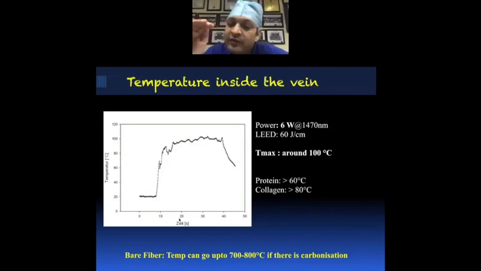Then another very good concept is carbonization. When you heat the vein and the fiber gets heated at the tip, all the protein and collagen is coagulated at around 60 to 80 degrees, and the temperature at the tip of the fiber is around 100 to 110 degrees centigrade. But if the blood gets heated too much, and if there is a lot of blood in the vein, then you will get carbonization. If there is carbonization at the tip of the laser fiber, the temperature at the tip can go up to 700 to 800 degrees centigrade, and the heat in the fiber will not be transmitted outside, and you will get a poor result. So that's why carbonization on a laser fiber is not a good thing.